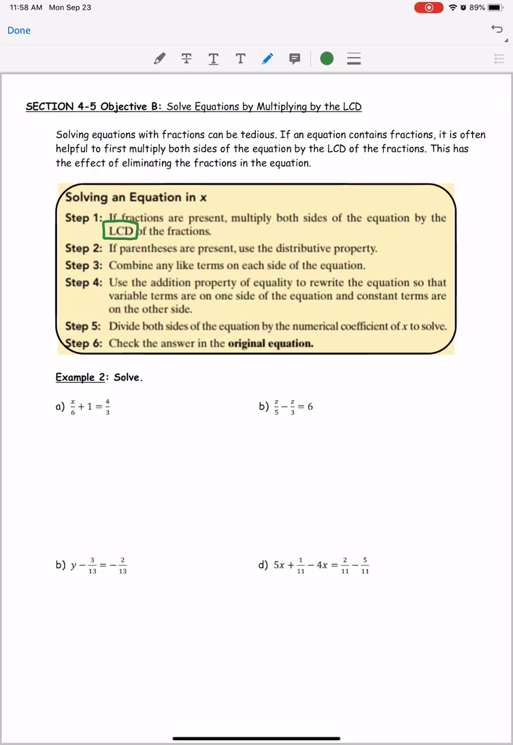If we have parentheses, we're going to use distributive property. We're going to combine like terms. Step 4, you want to get your variable term on one side and your constant term on the other side, and then divide.